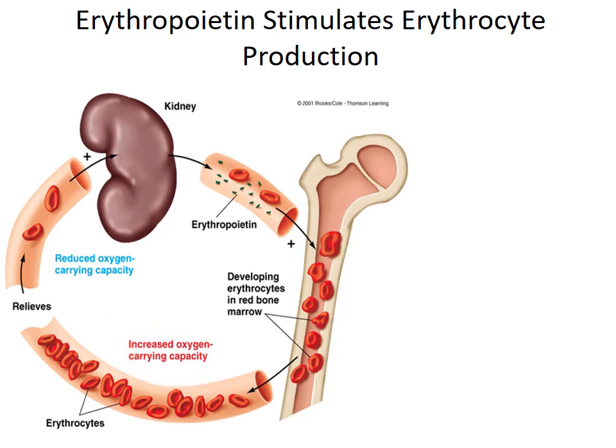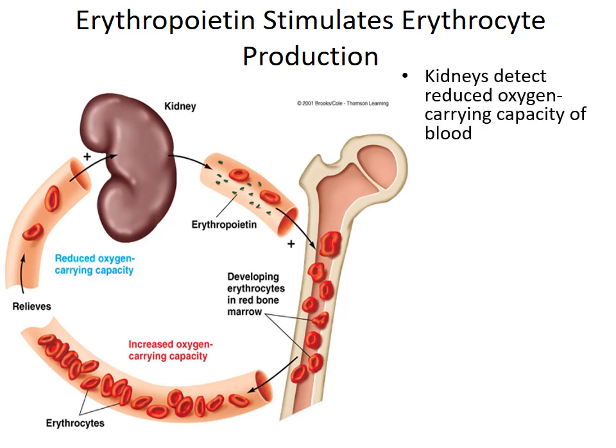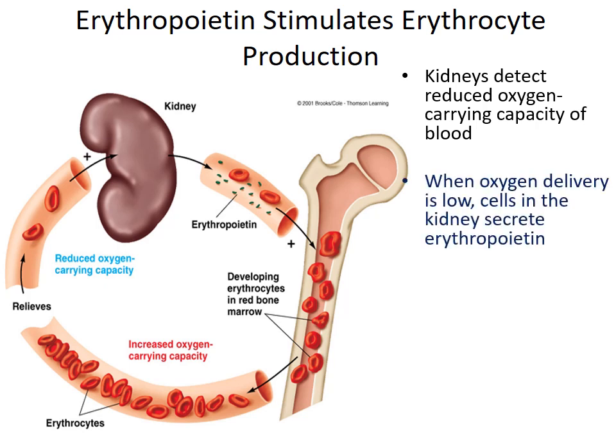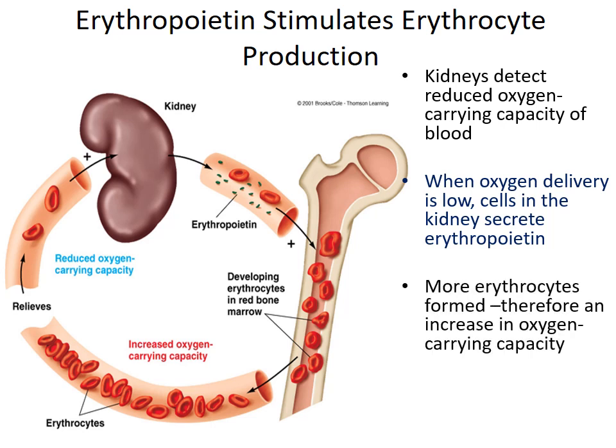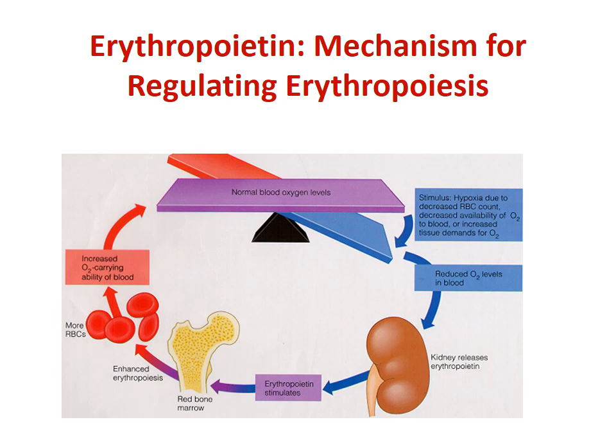So this is an example of a negative feedback mechanism. Here also you can see that the kidney detects reduced oxygen carrying capacity of the blood. When oxygen delivery is low, the cells in the kidney secrete erythropoietin. More erythrocytes are formed and therefore the oxygen carrying capacity increases, and there is a relief of the original stimulus. This slide also indicates the action of erythropoietin and how it regulates this process.